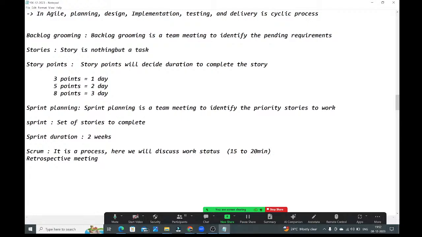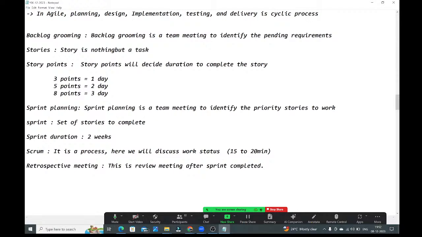Okay, next, guys, a retrospective meeting. What is this retrospective meeting, guys? This is the review meeting, held after the sprint is completed, guys.